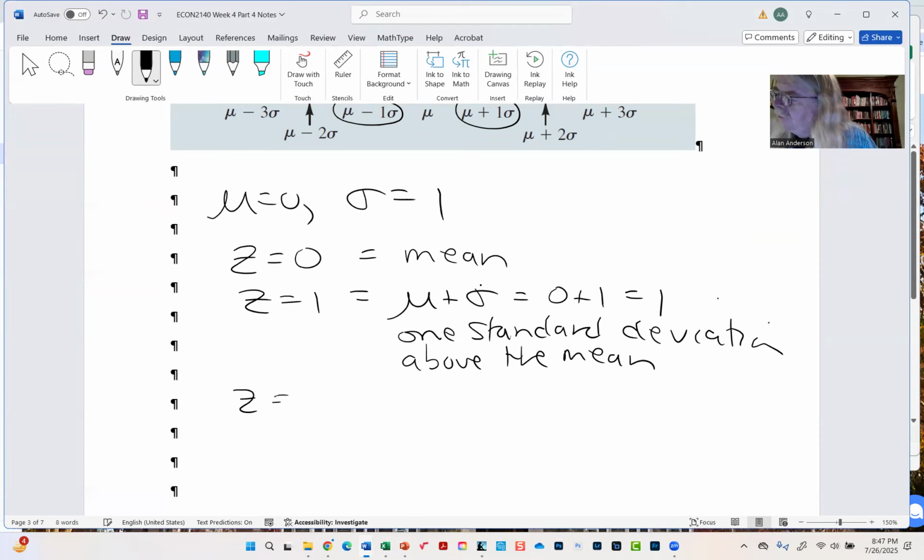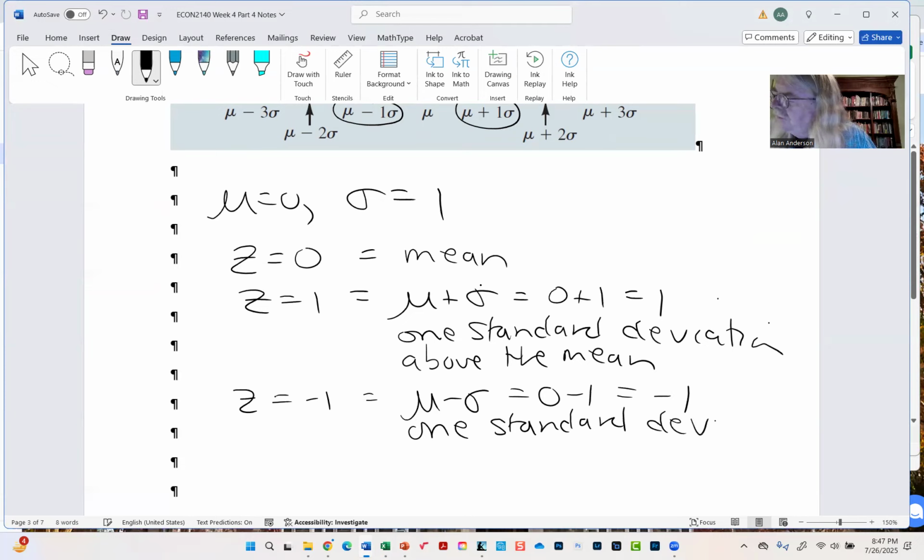And then -1 would mean this. And that, of course, would indicate that we are 1 standard deviation below the mean. So with the standard normal distribution, the numbers you're using actually represent the number of standard deviations above and below the mean. We can interpret them as how many standard deviations we are away from the mean.